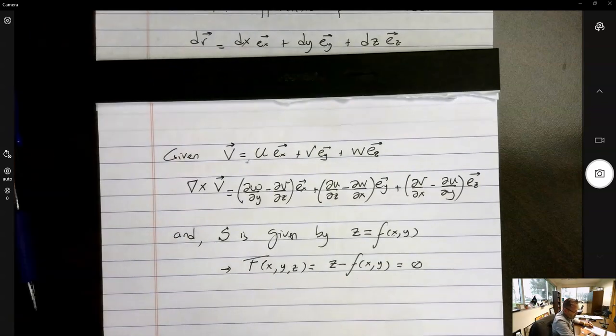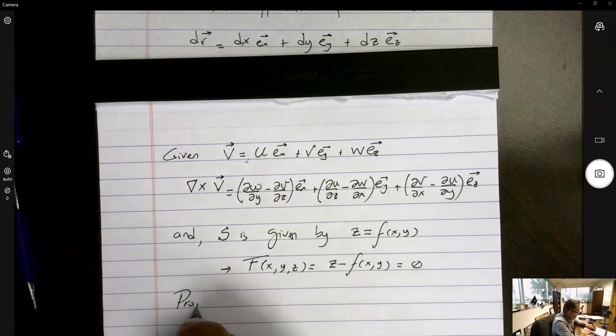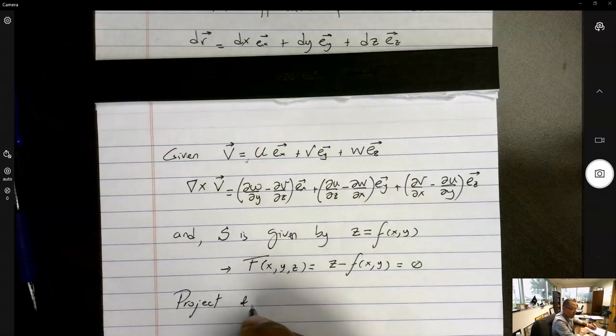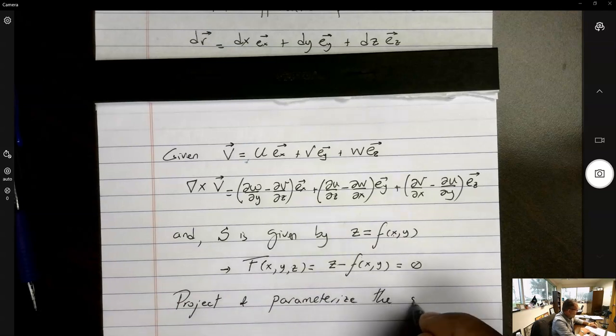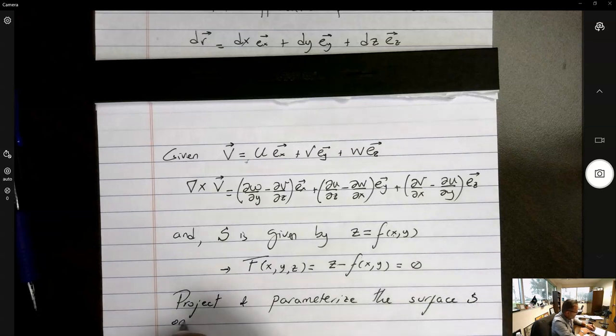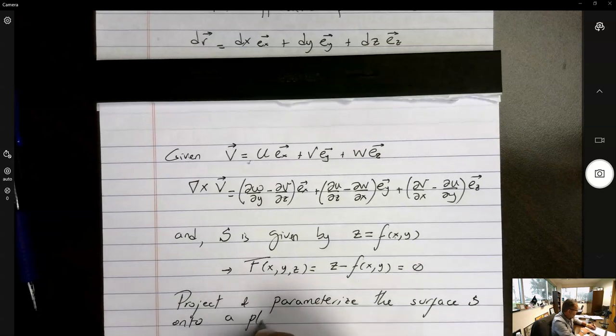So what we need to do is project. I am sort of defining the process by which we conduct these integrals on the left and on the right. We're starting with the left hand side. Project or parameterize the surface S onto a plane A.